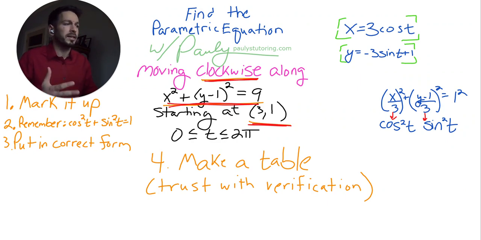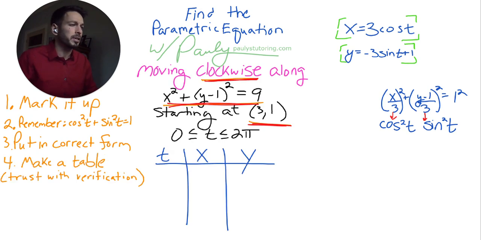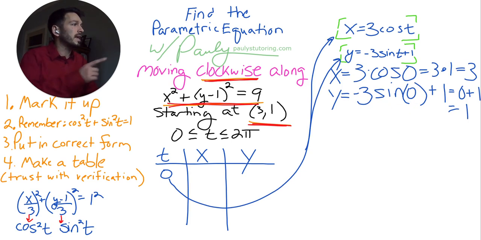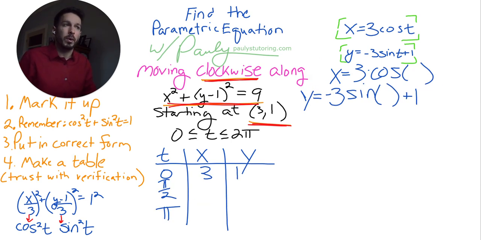Well, the next part is trust with verification. Make a table. See if it really is doing what you think it's supposed to be doing. So our table is going to be t, x, and y. And our first value for t is 0. Will we indeed start at 3, 1? Well, we'll find out. We're going to plug in to those equations in the top right that we just found. Well, 3 cosine of 0 is 3. And negative 3 sine of 0 plus 1, that's 1. Okay, 3, 1, that's what we wanted.